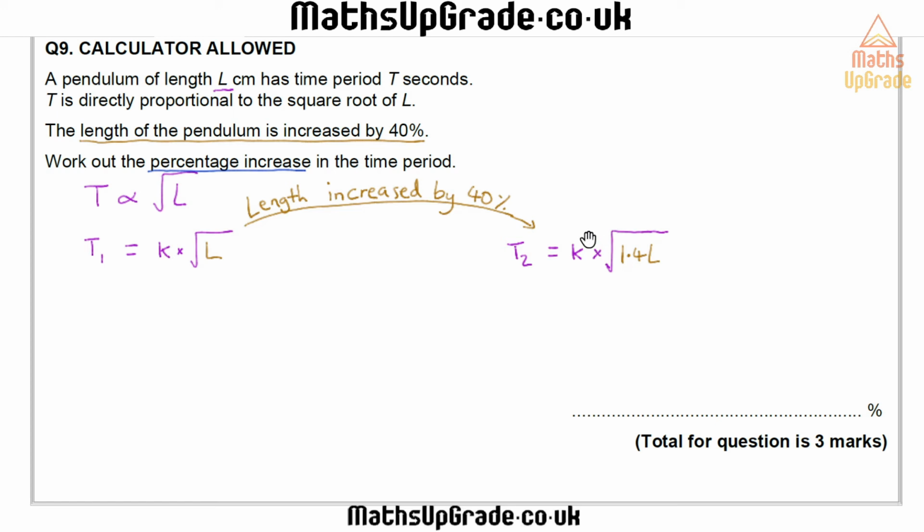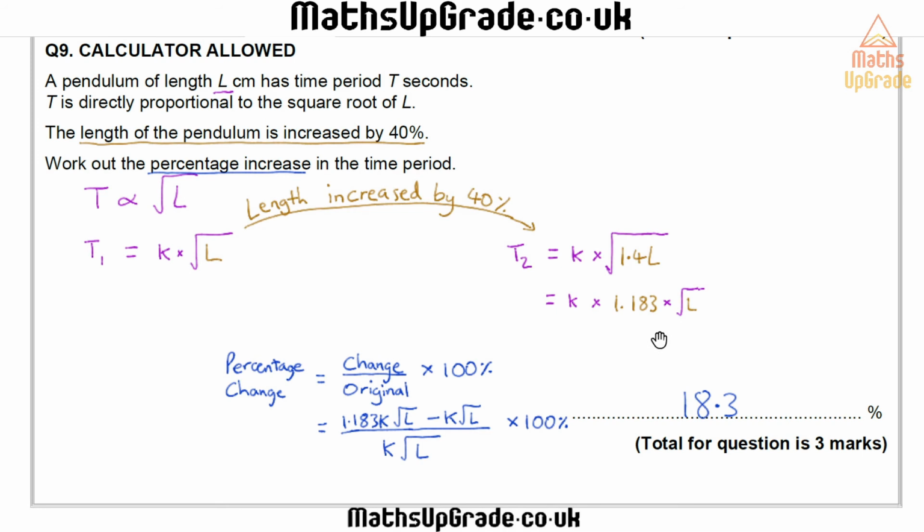The constant is always the same since it's a constant. The time period is now labelled as T2. Now, following this through, I can say that the square root of 1.4 with a calculator is actually 1.183. So I've rewritten this equation as just the constant times 1.183.